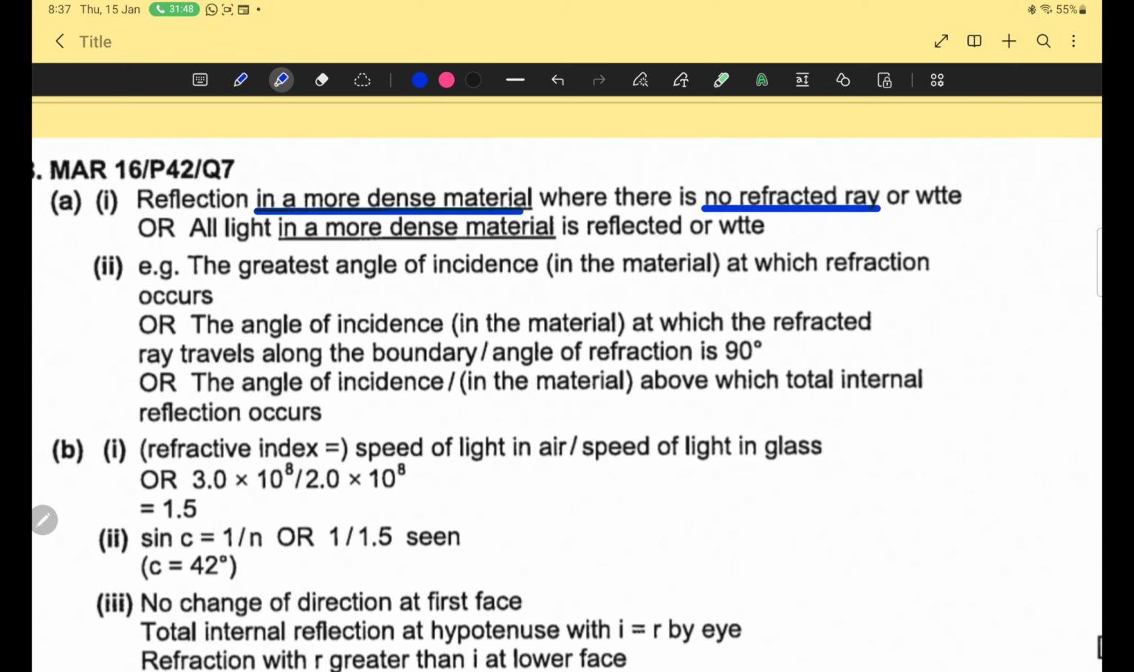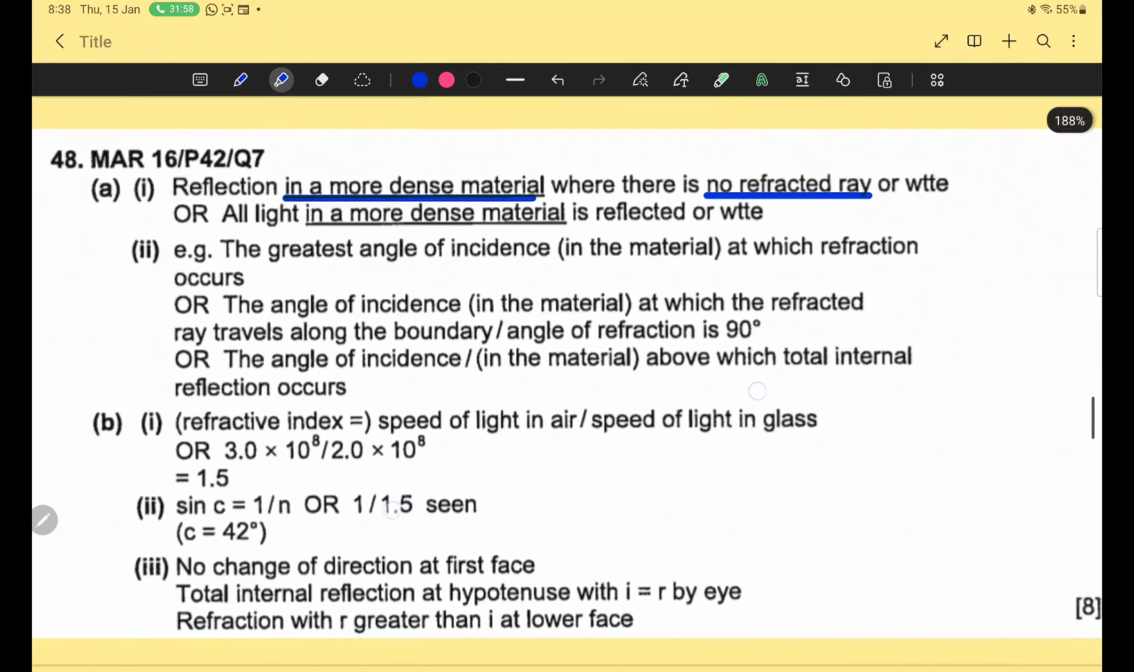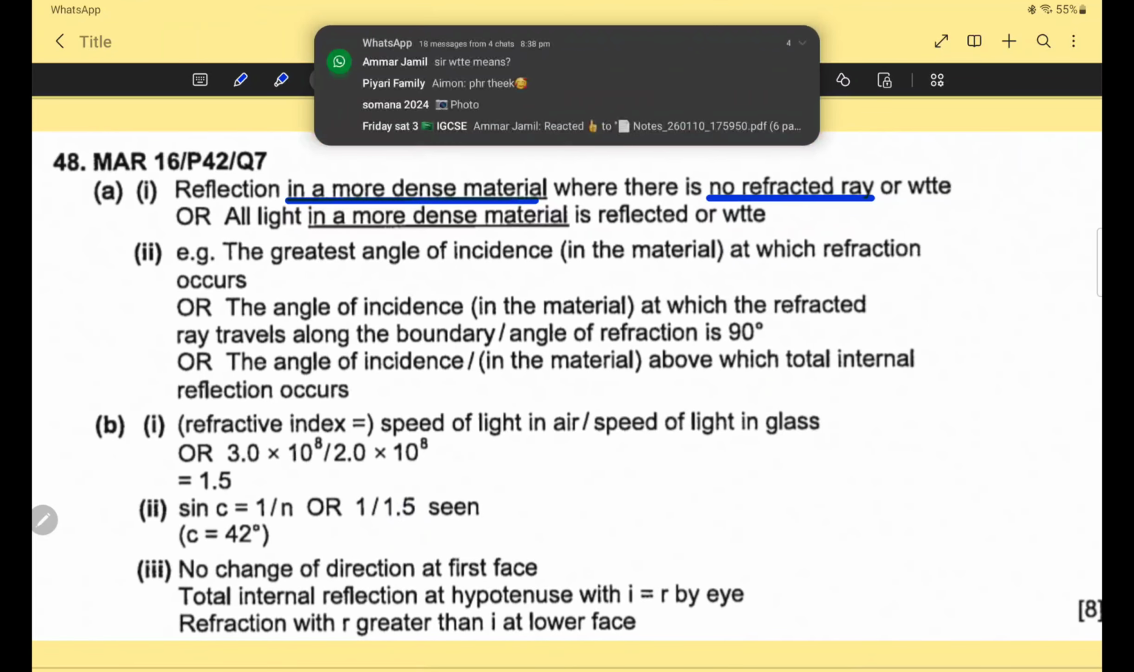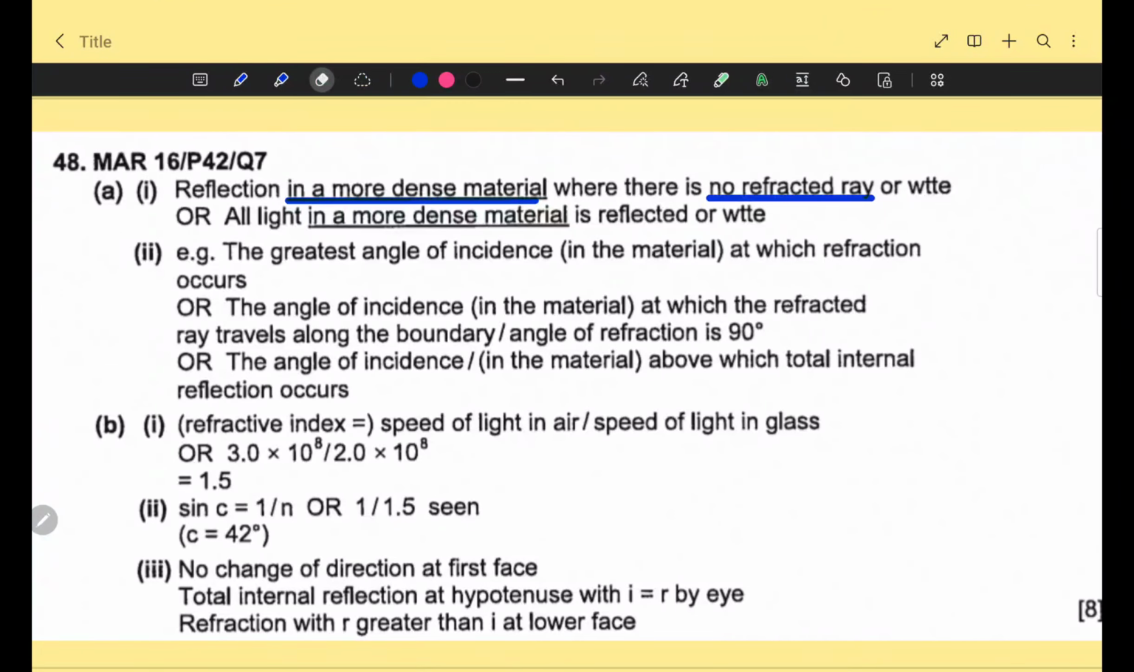In this marking scheme, there is no explanation. This is a point-to-point answer. That is why I copy-pasted the marking scheme as well. So you should write this answer, but right now I am teaching, so I am writing in more wording.